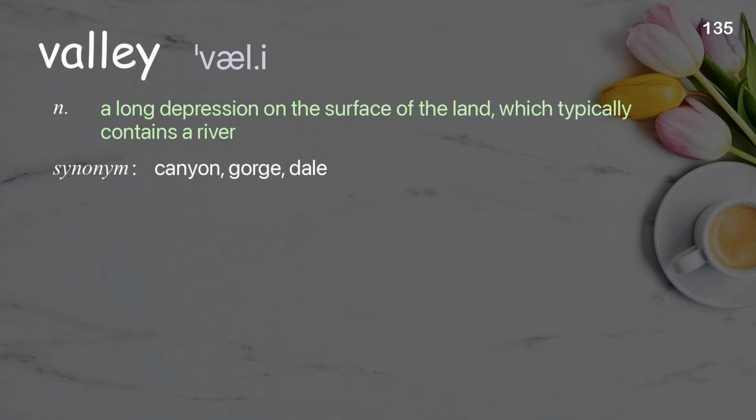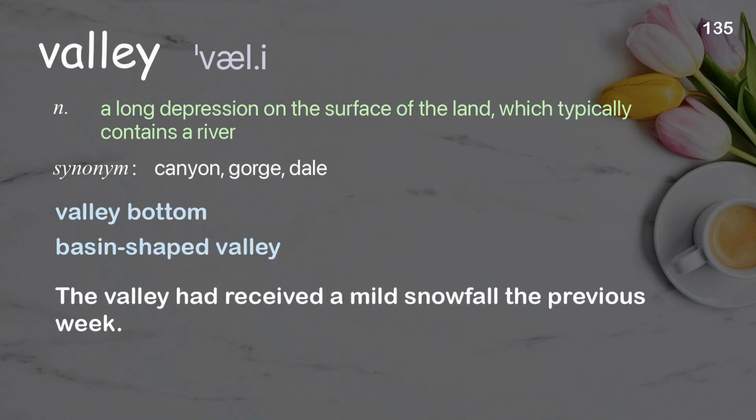Valley. A long depression on the surface of the land, which typically contains a river. Examples: valley bottom. Basin-shaped valley. The valley had received a mild snowfall the previous week.